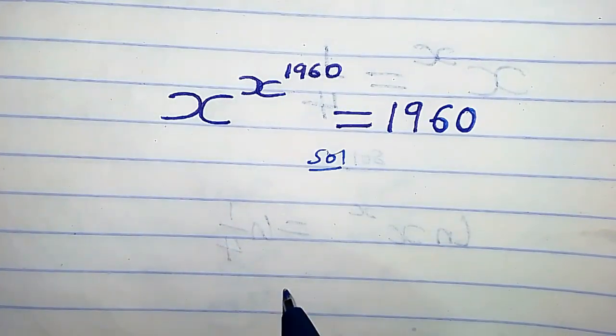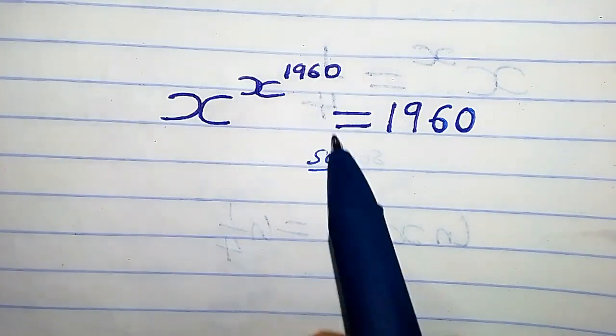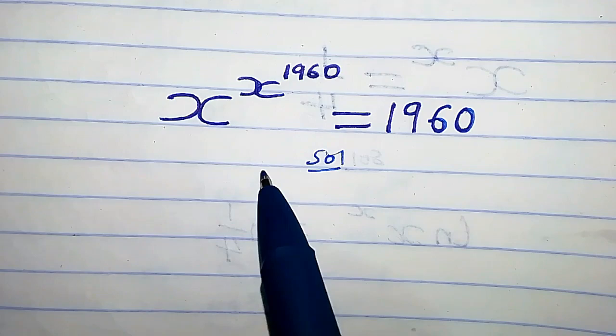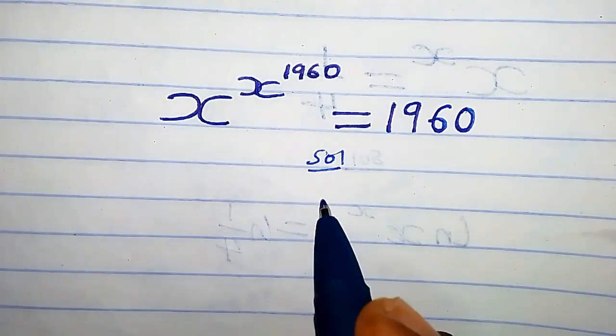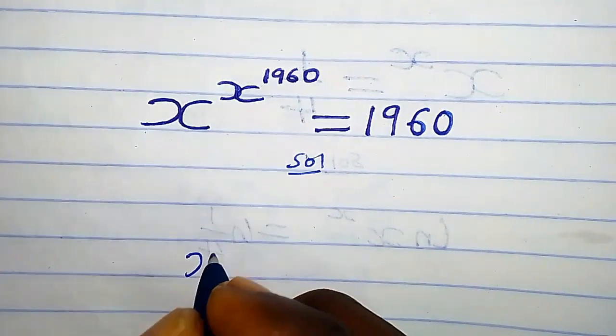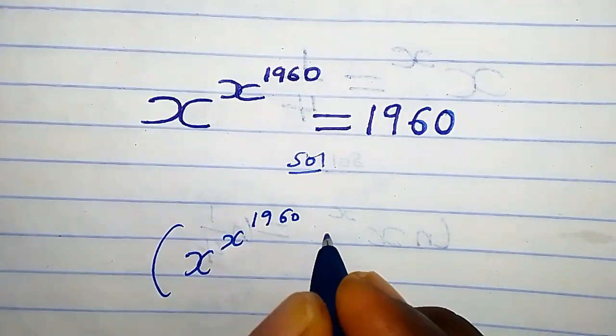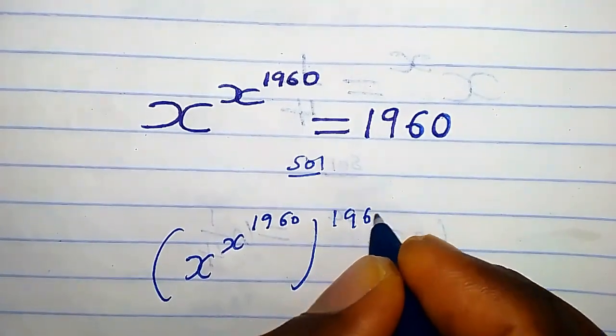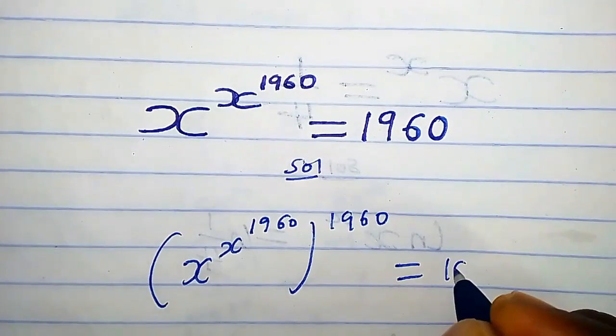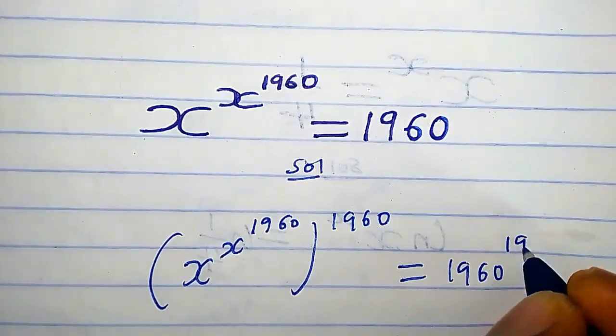How do we handle this kind of problem? We have 1960 here. We also have 1960 here. Let's multiply both exponents by 1960. We're going to have x raised to power x raised to power 1960 times 1960 equals 1960 raised to power 1960.